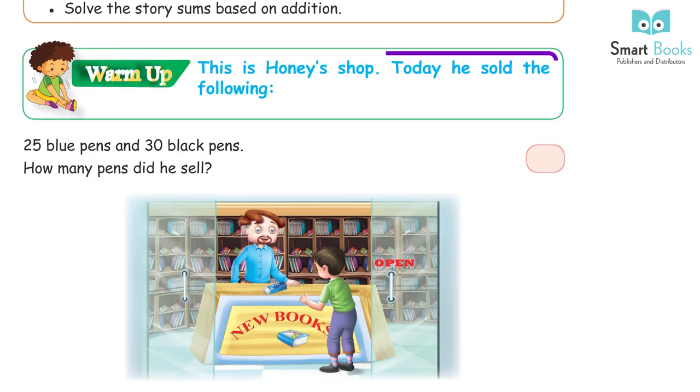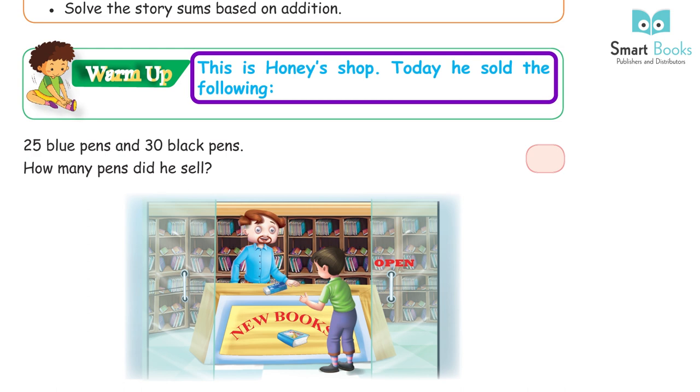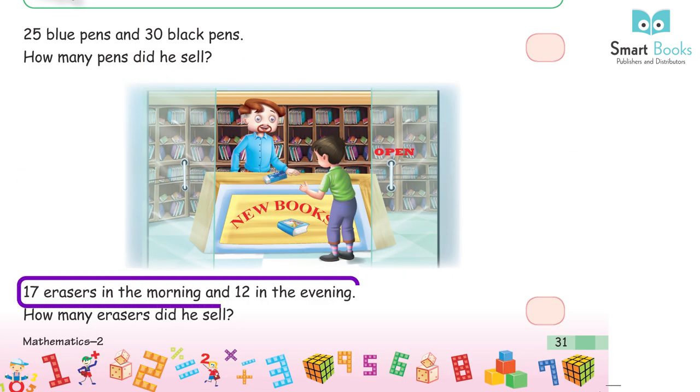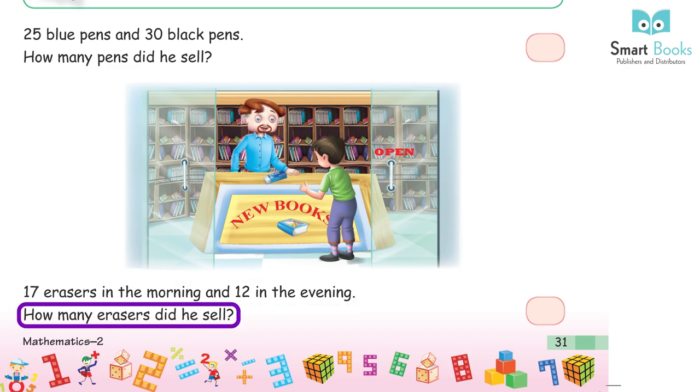Warm up. This is Honey's shop. Today he sold the following: 25 blue pens and 30 black pens. How many pens did he sell? 17 erasers in the morning and 12 in the evening. How many erasers did he sell?